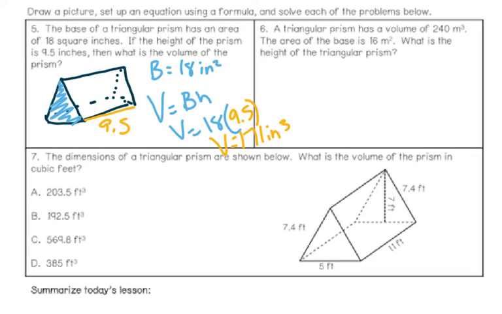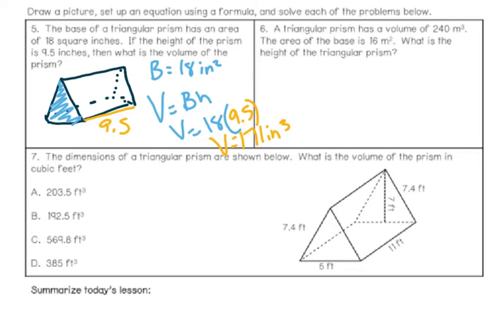Number 6 is a little bit different. It says a triangular prism has a volume of 240 meters cubed. The area of the base is 16 meters squared. What is the height of the triangular prism? So in most of our problems so far, we have been solving for volume. In this case, we're actually going to be solving for the height.